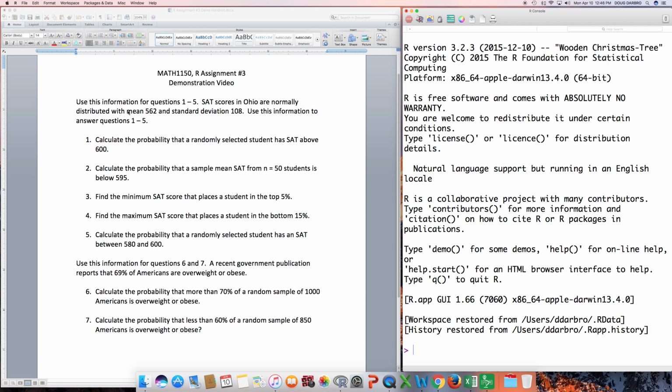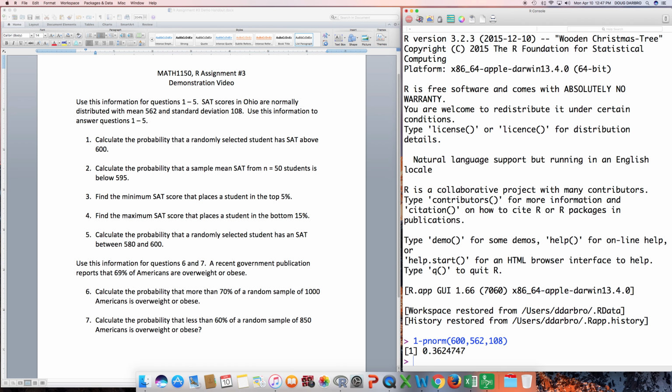And guys, right up here you can see that the mean of the SATs and the standard deviation of the SATs is given. So this part right here is the mu, and the standard deviation, of course, is the sigma. So calculate the probability the randomly selected student has above. Critical word there, above. So how do we do that? 1 minus P norm, the value, the mean, and the standard deviation. So the answer would be 0.362.